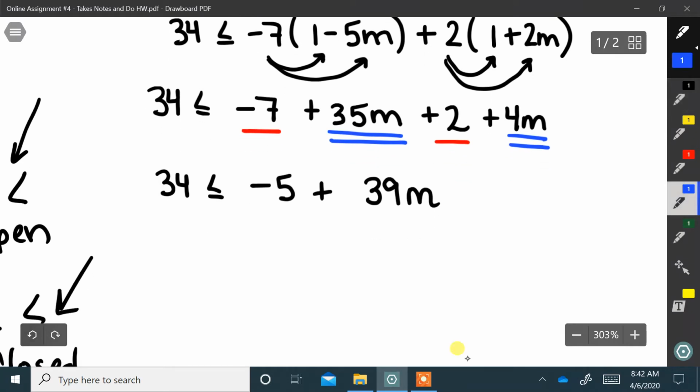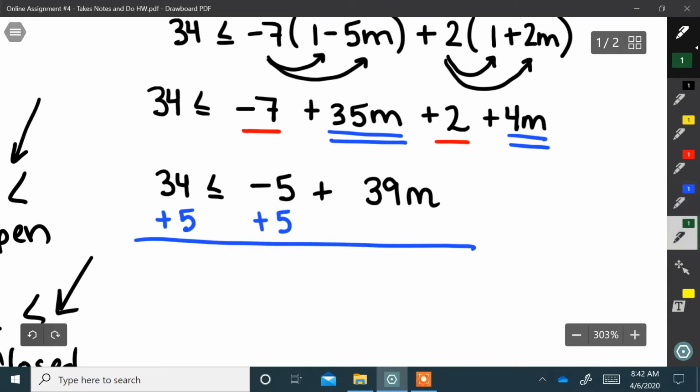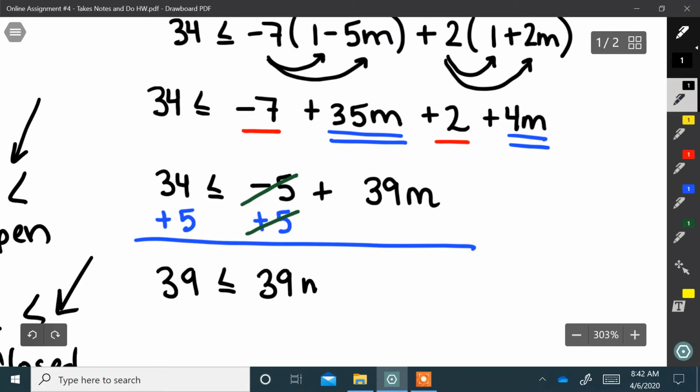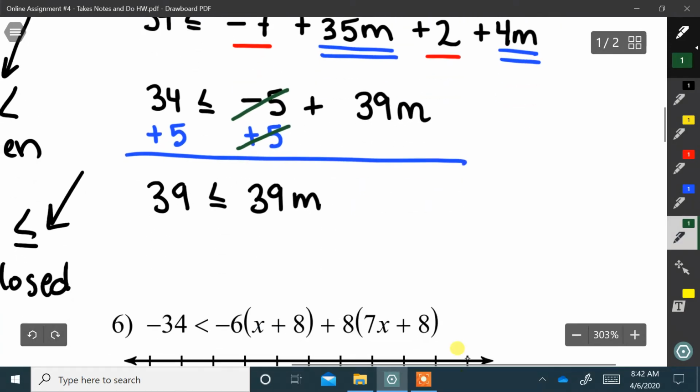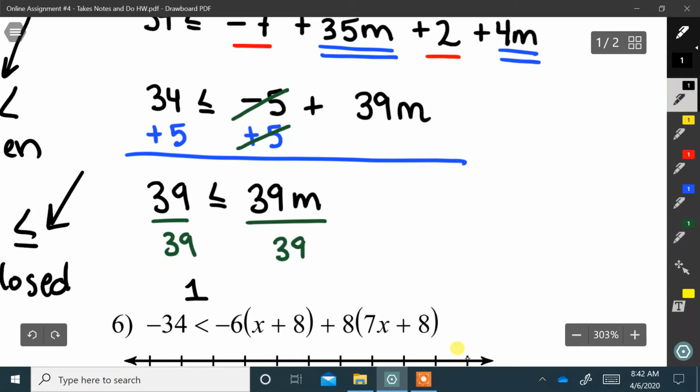Let's go ahead and add 5 on both sides now. And the reason why I want to do that, remember, you want the m to be by itself. You want to cancel this one here. So 34 plus 5, that's going to be 39. Which is great, because now when I divide by 39 on both sides, and I'm going to go ahead and switch the sign there.